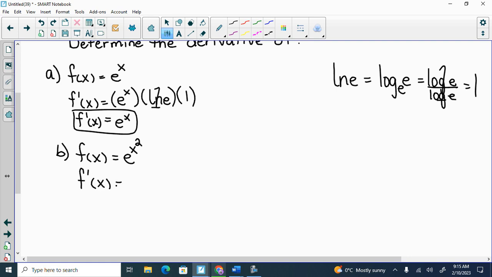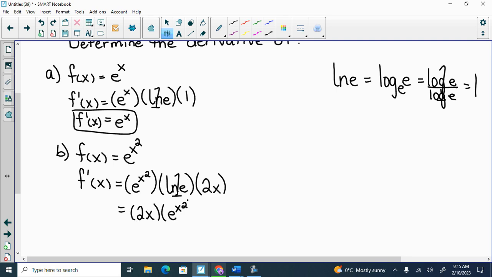So f prime of x. We rewrite it. So it's e to the x squared. Ln the base of the exponent. So ln e, which we know turns to a 1. And what's the derivative of the exponent? 2x. So they'll often write it as 2x e to the x squared. But if you write these in a different order, e to the x squared times 2x, same thing as the commutative property of mathematics.